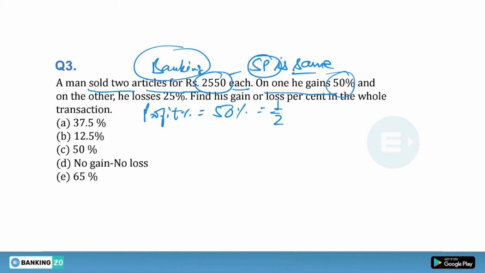The fraction value of 50% is what? 1 by 2. That means CP will be what? 2 and SP will be what? 2 plus 1. 2 plus 1. Okay, 2 plus 1 is what, guys? 3. Okay, this is how you solve.